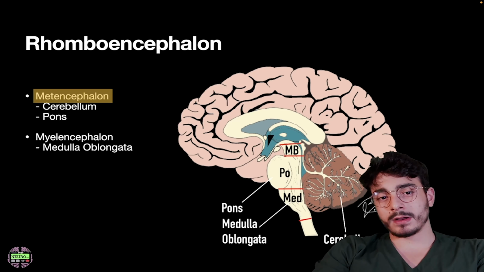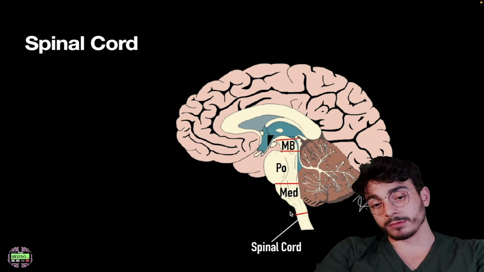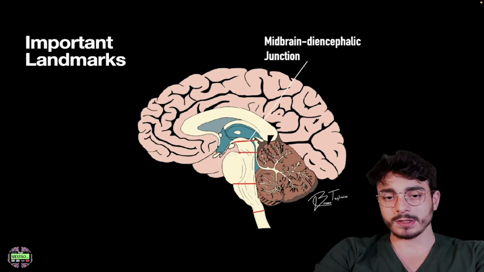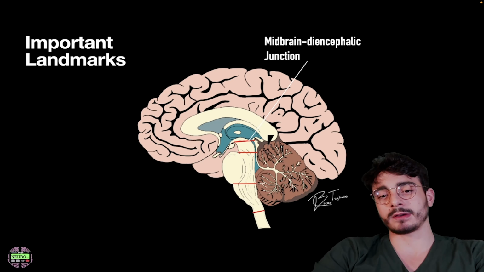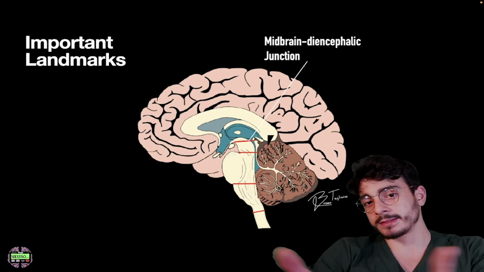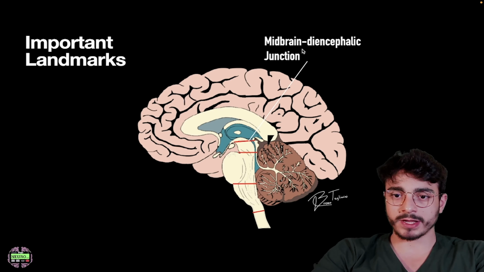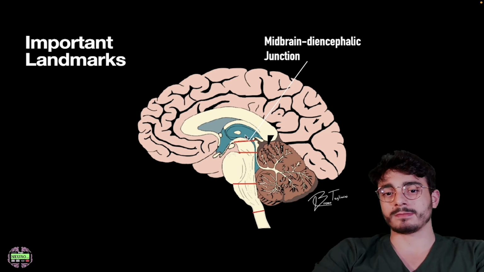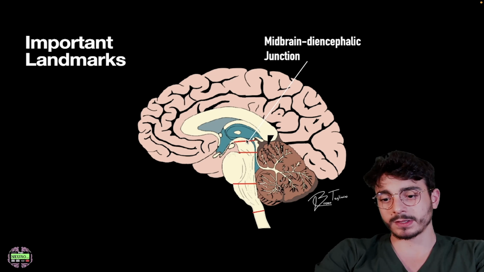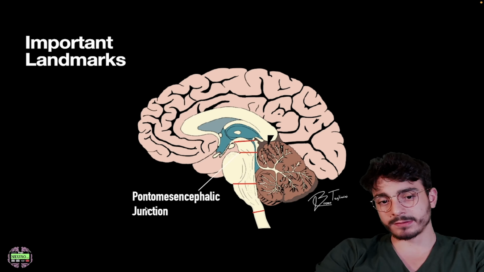Okay, now I will show you specifically, oh, I forgot about the spinal cord, after the medulla oblongata. Now I have some important landmarks, and I will also explain why they are important and why they are named as they are. For example, we have the midbrain-diencephalic junction. The midbrain is this structure here, and the diencephalon is this. So we have the midbrain and diencephalon junction. It is this part.